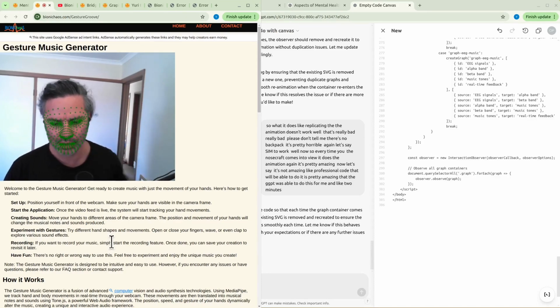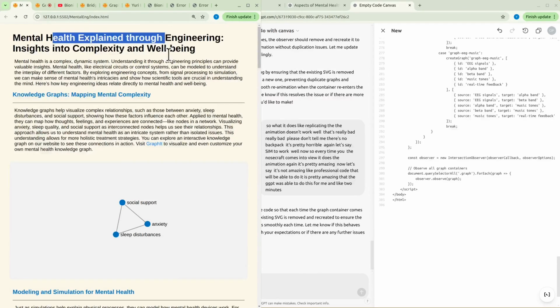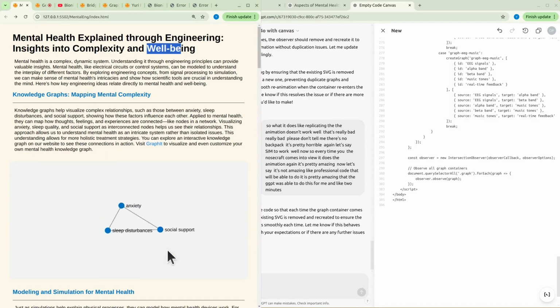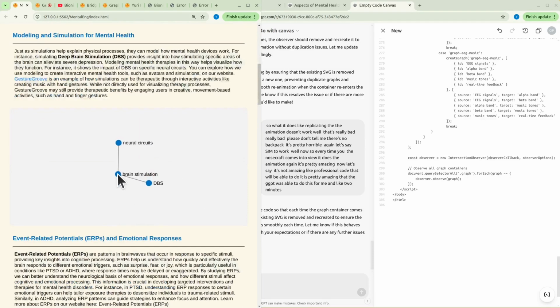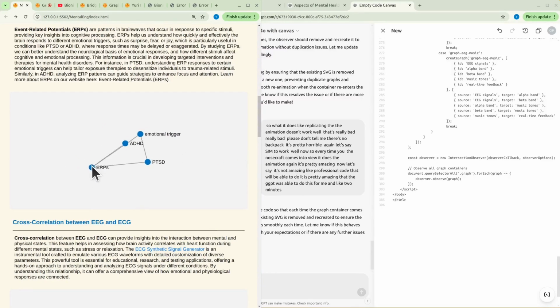Now I have actually someone joining in. So actually writing a blog on how engineering concepts like this can be turned into, well, meant to be mental health, well-being. So yeah, it's a bit of an elusive connection. That's what the neural network, the knowledge graph are trying to do.